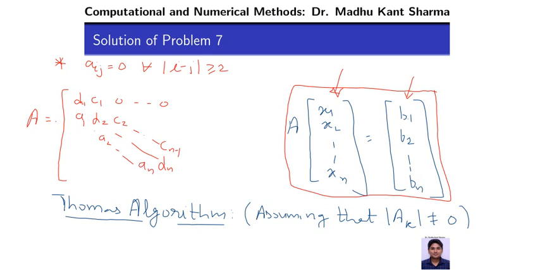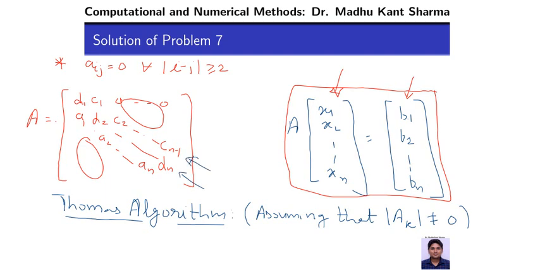Above Ci's are 0 and below Ai's are 0. Such a type of matrix is called a tridiagonal matrix. Okay, so you can see there are 3 diagonals. That's one diagonal, this is the second diagonal, and this is the third diagonal.